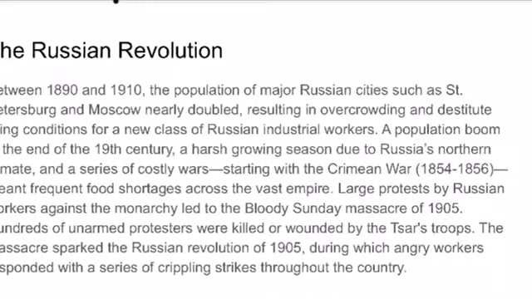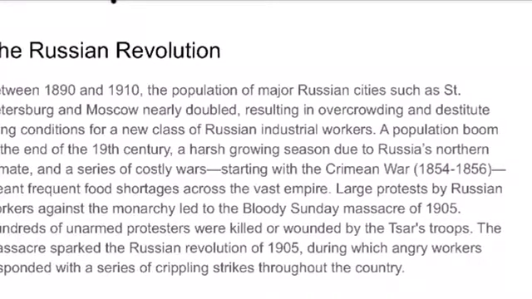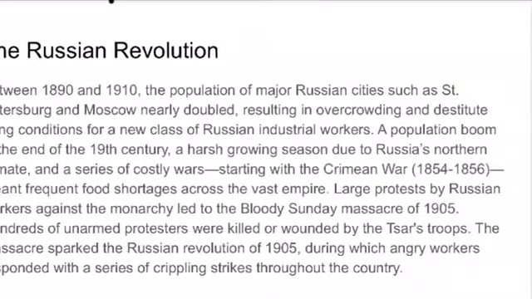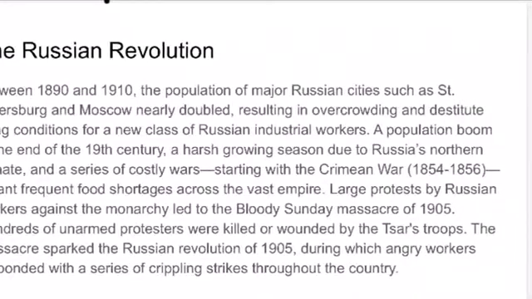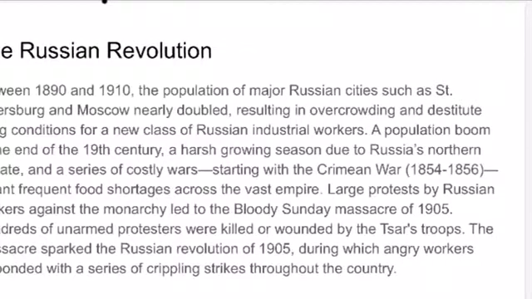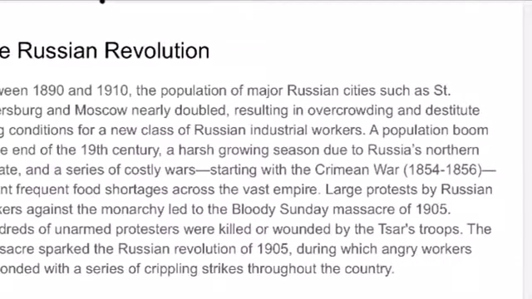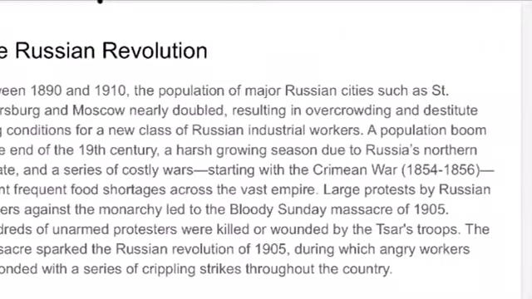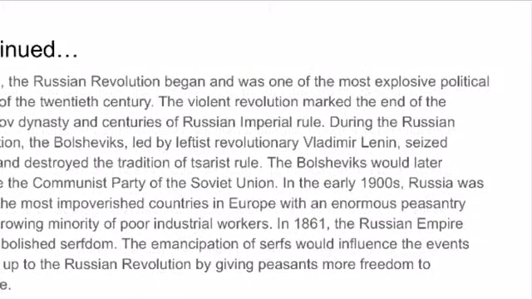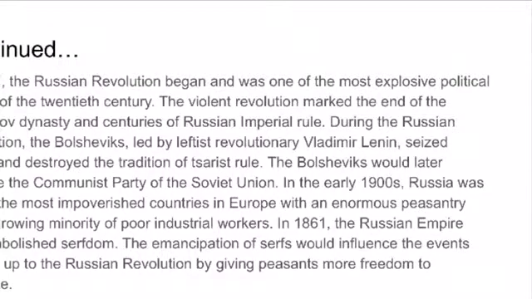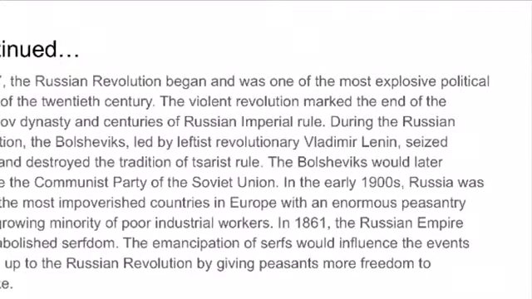Large protests by Russian workers against the monarchy led to the Bloody Sunday massacre of 1905. Hundreds of unarmed protesters were killed or wounded by the Tsar's troops. The massacre sparked the Russian Revolution of 1905, during which angry workers responded with a series of crippling strikes throughout the country.